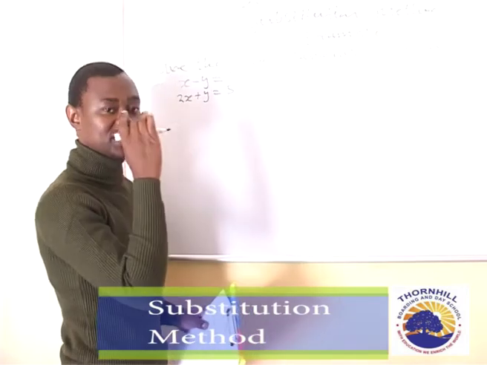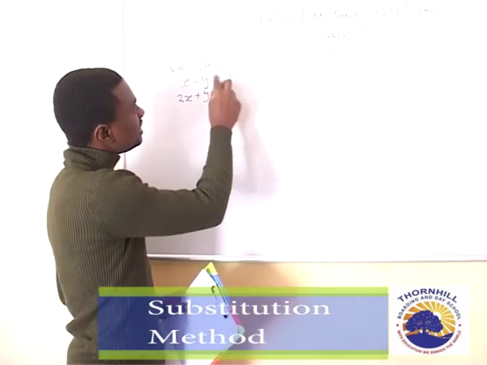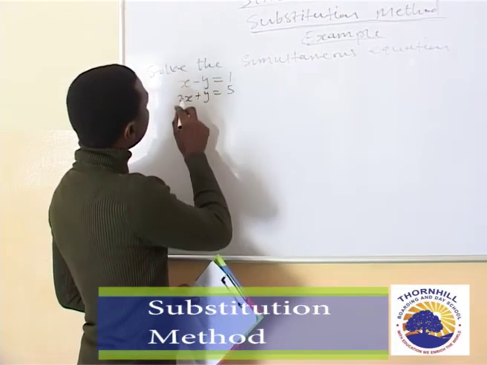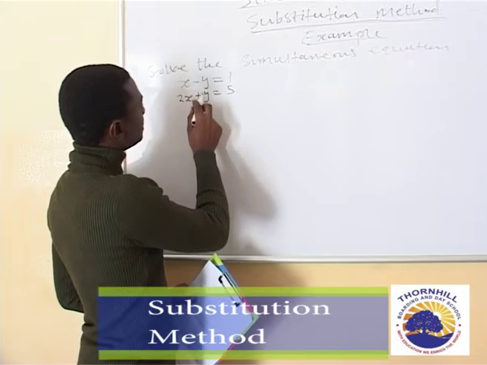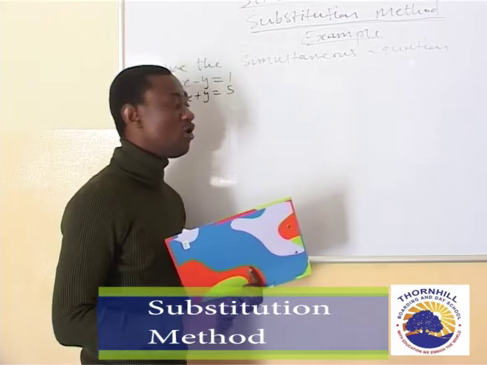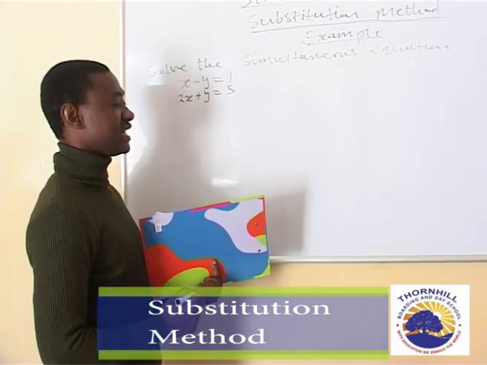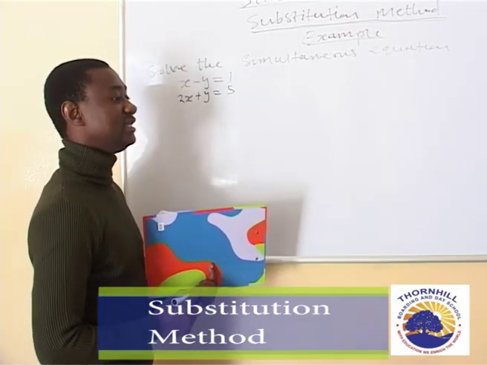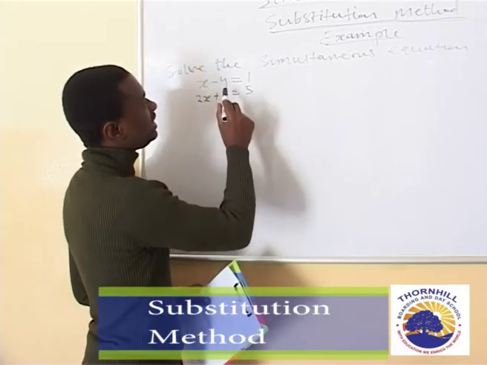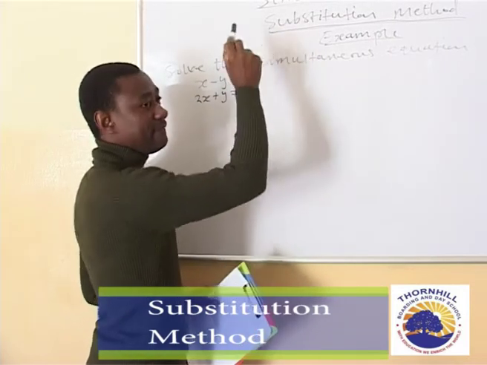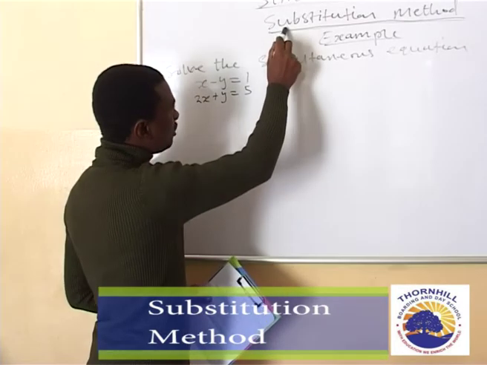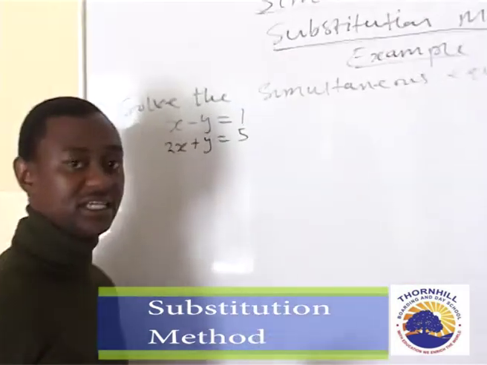We have an example which has been given here, which says solve the simultaneous equations x minus y is equal to 1, 2x plus y is equal to 5. Now, when we say simultaneous, it means two or more things are happening at the same time. In short, we are solving this simultaneous equation using the substitution method. And the question is, how do we use the substitution method to solve a simultaneous equation?